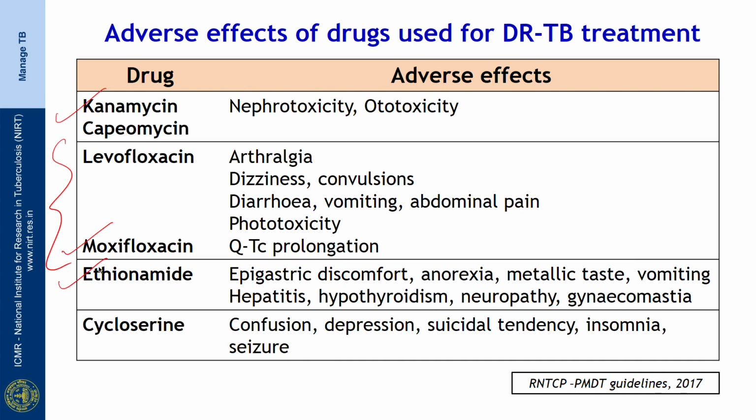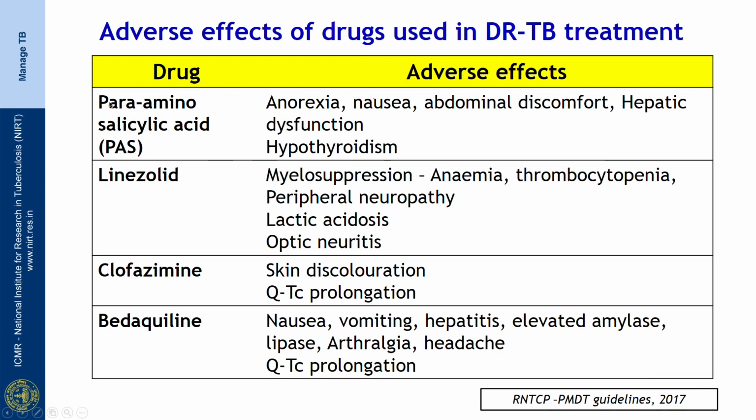Ethionamide can cause gastrointestinal disturbances which include epigastric discomfort, anorexia, metallic taste, vomiting, hepatitis, hypothyroidism, neuropathy and gynecomastia. Cycloserine can cause confusion, depression, suicidal tendency, insomnia and seizure. Drugs like para-aminosalicylic acid can cause gastrointestinal intolerance, hepatic dysfunction and hypothyroidism.